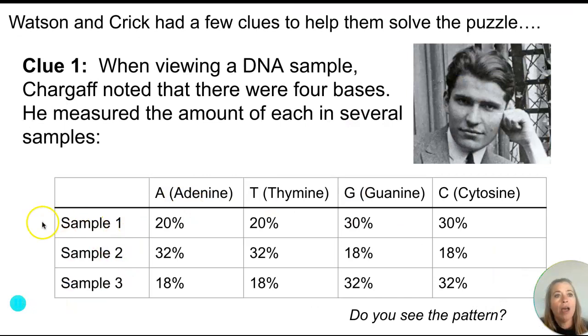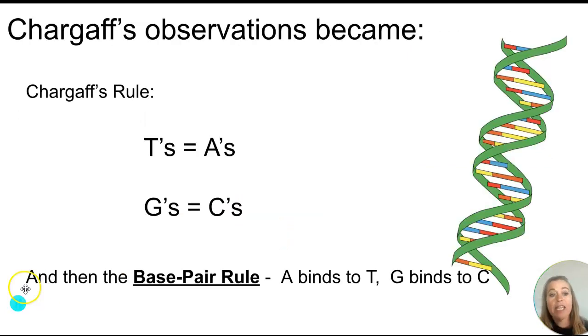In addition, Chargaff was a Russian scientist, and he determined that if you had 20% adenine, you'd have 20% thymine. If you had 30% guanine, you'd have 30% cytosine. So what he figured out was that the guanine and cytosine must be pairing up in some way. So now we know that adenine always pairs with thymine. So if there's 20% adenine, there has to be 20% thymine. These observations became Chargaff's rule, where it stated that adenine will pair with thymine and guanine will pair with cytosine.